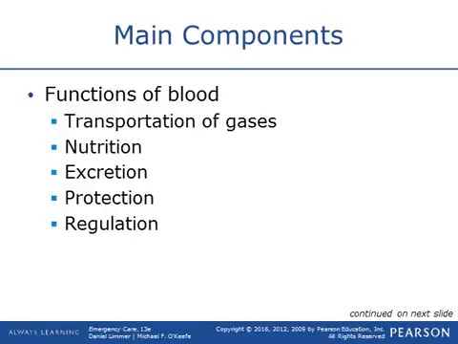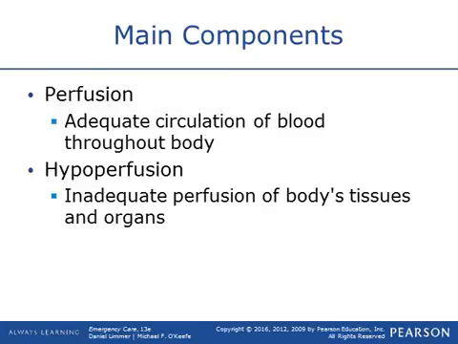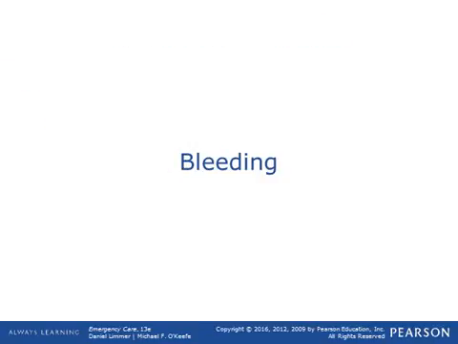The main functions of the blood are to transport gases, nutrition, and the excretion of waste out of the body, as well as protection and regulation. Perfusion is defined as the adequate amount of blood circulation throughout the body. That means that blood is getting to all the places it should be in the body. Hypoperfusion means there's inadequate perfusion of blood throughout the body. So essentially, shock is just hypoperfusion.